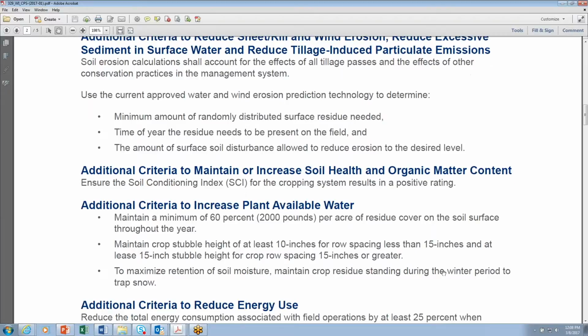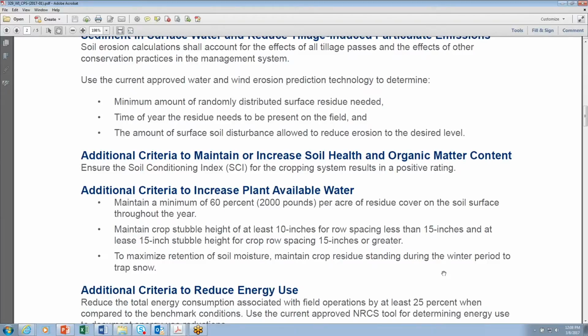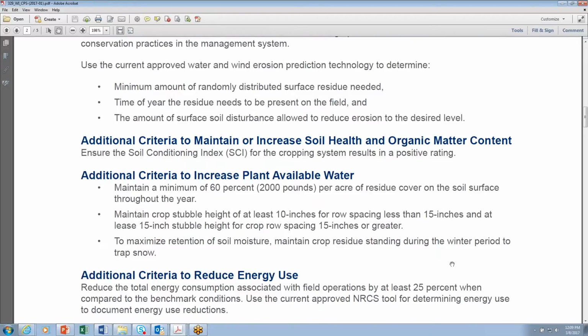Additional criteria, we've got soil health and organic matter. I'll talk quite a bit about the SCI, the Soil Conditioning Index. We used to say it could be at 0 and above and meet, but now 0 just simply means you're maintaining. So you're not building anything in a positive direction, you're just status quo. So the standard now indicates you do have to have a positive SCI, Soil Conditioning Index. And that just basically is telling you that you are not depleting your carbon levels, you're not depleting your organic matter. So we're looking for a positive SCI for this practice standard.